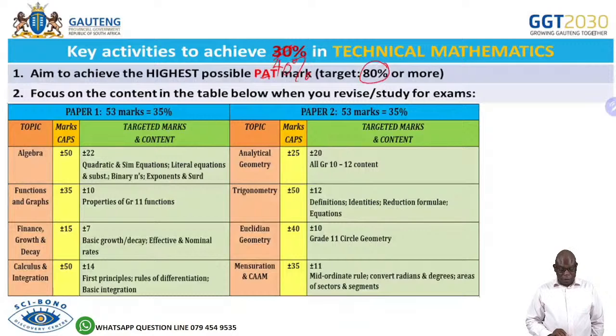Now coming to the paper here, we're saying the algebra is 50 marks, and we are saying 22 marks will be the targeted.